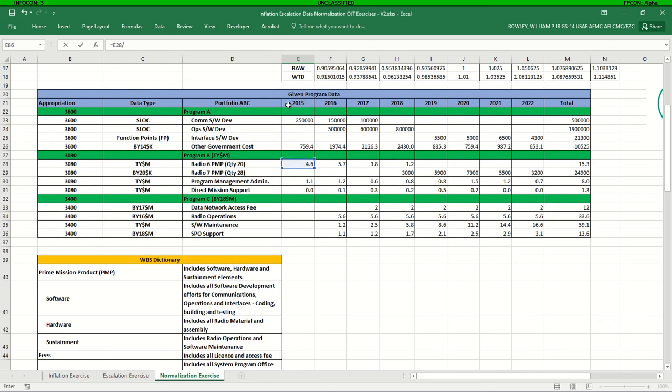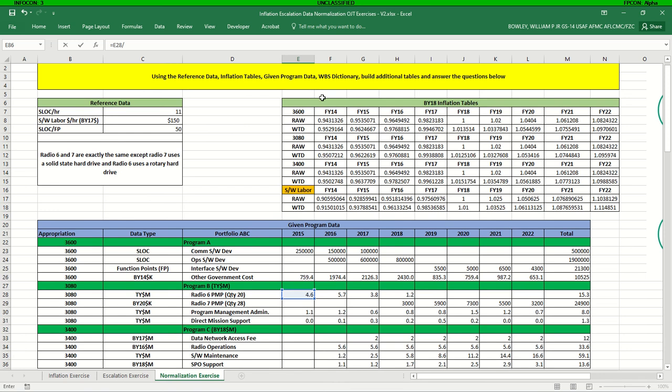Again, note that it's 2015, even though our table starts with 2014. So we want to make sure we're grabbing the correct year. We're looking at 3080. So we want the 3080 2015 weighted index. And since we're doing then year to base year conversions, we're going to use the index from the year in which the dollars appear. So we're going to let that slide over as we drag that formula.